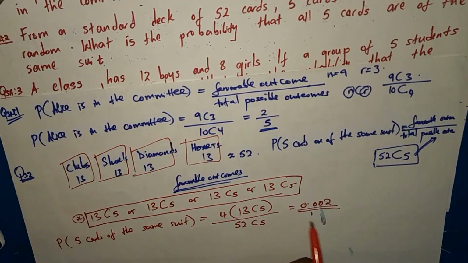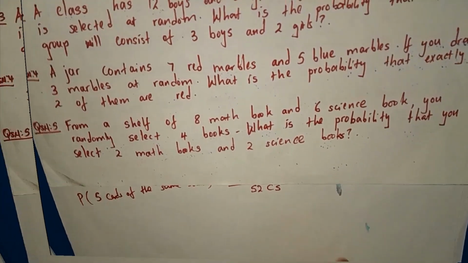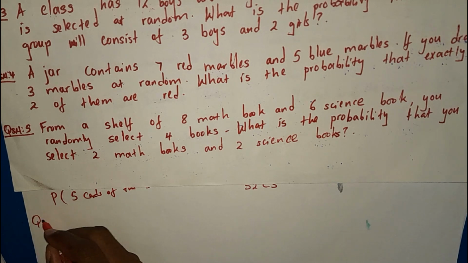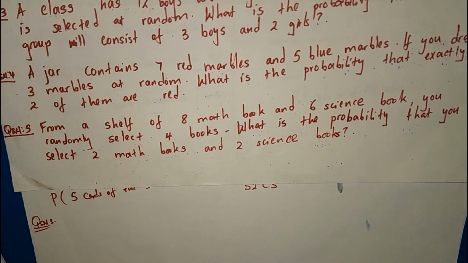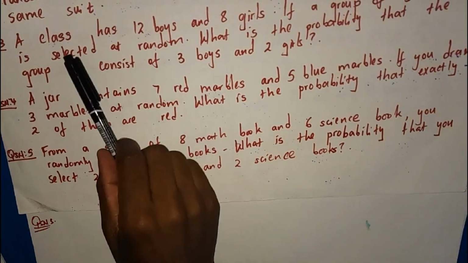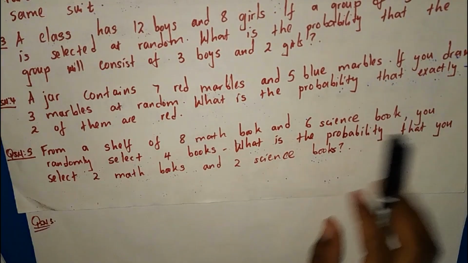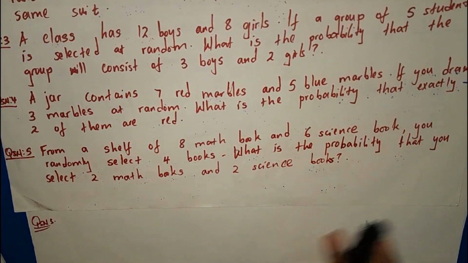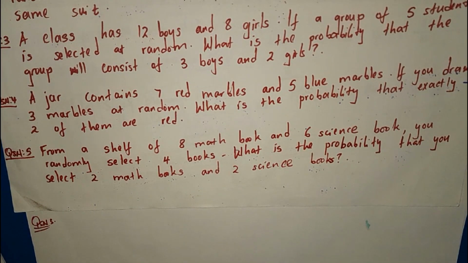So let us look at the third question. The third question is saying a class has 12 boys and 8 girls. If a group of 5 students is selected at random, what is the probability that the group will consist of 3 boys and 2 girls?